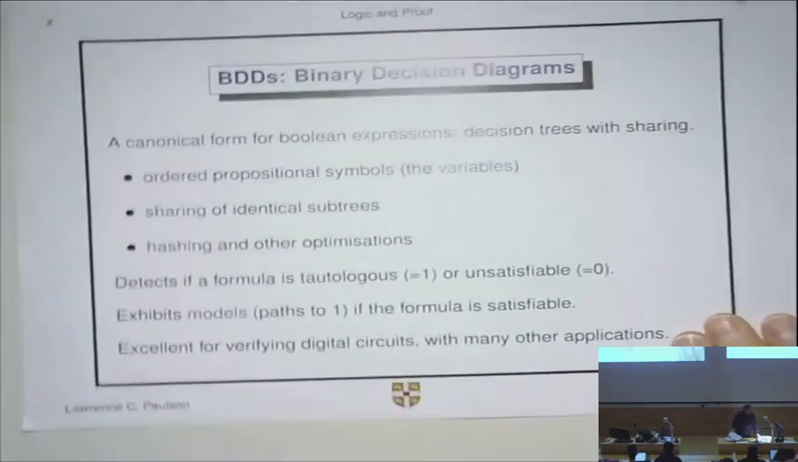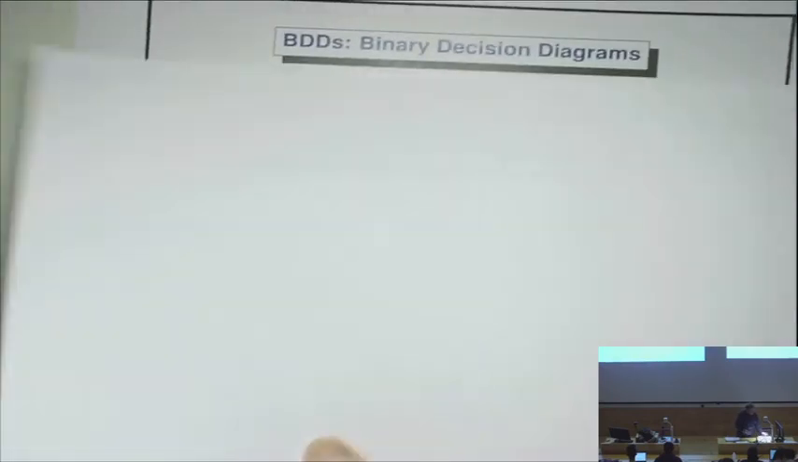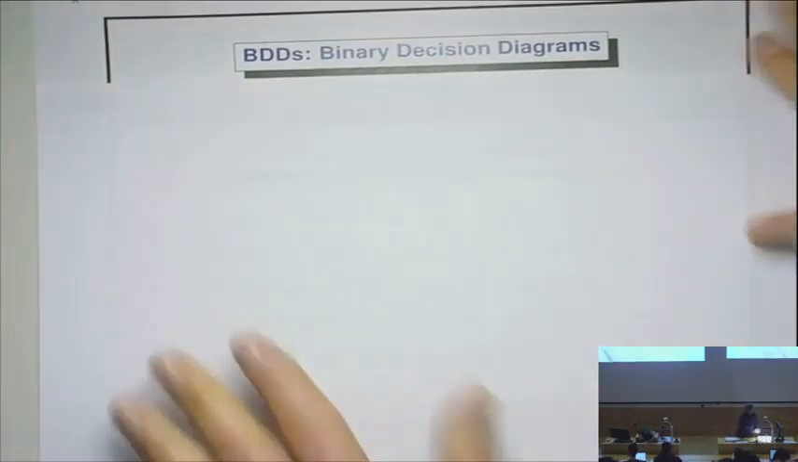Now, these binary decision diagrams are different. So these simply are a data structure. Maybe a little context would be a good idea here.